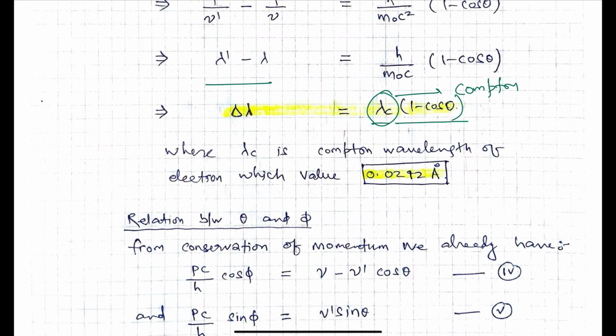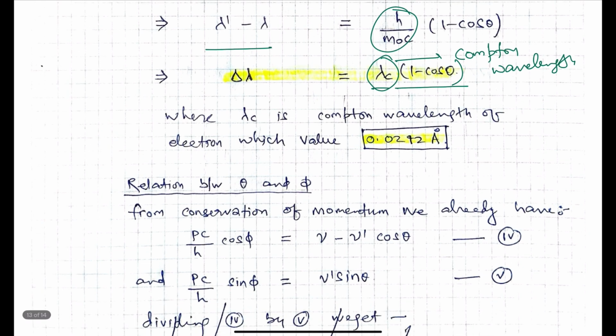Compton wavelength, and it is h upon m naught c. And if you try to calculate the Compton wavelength, that is 0.0242 angstrom.